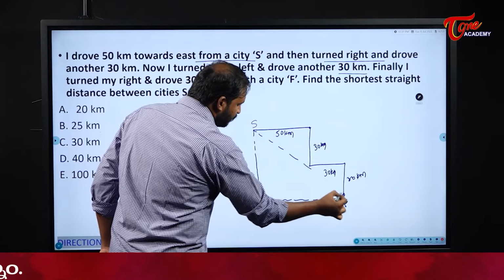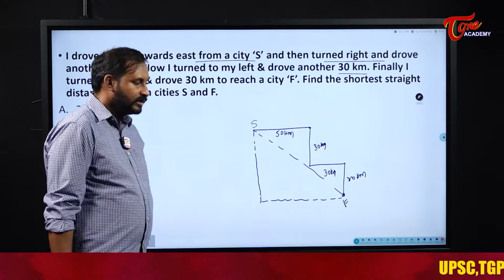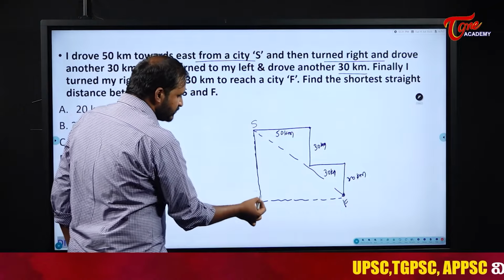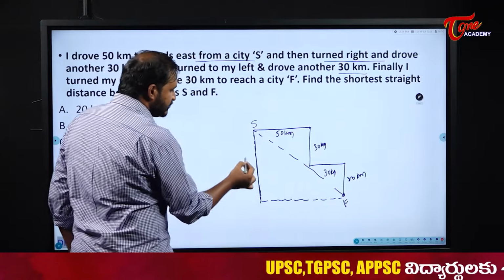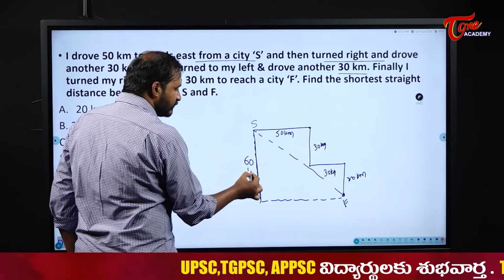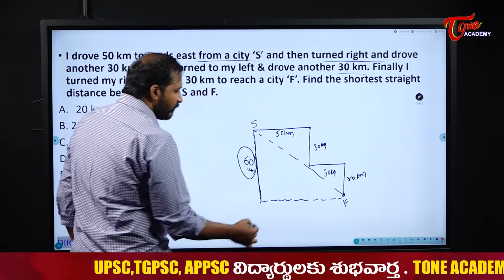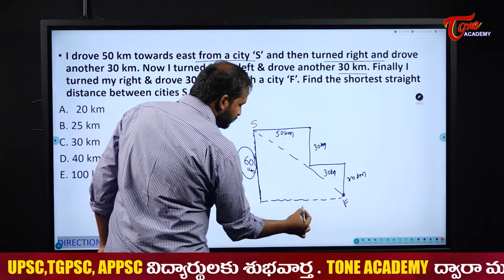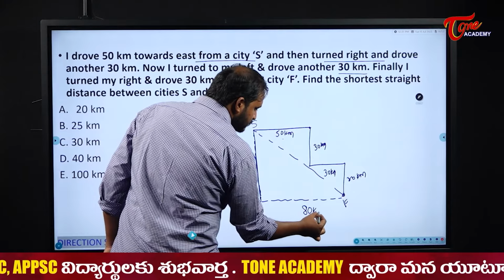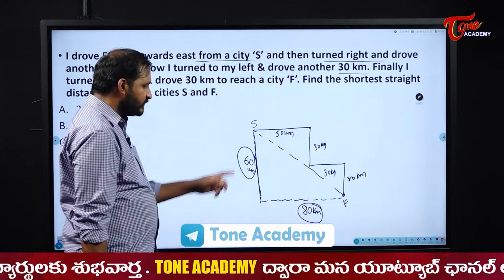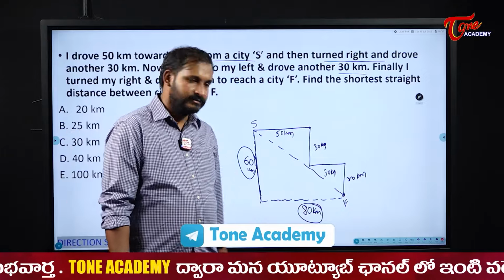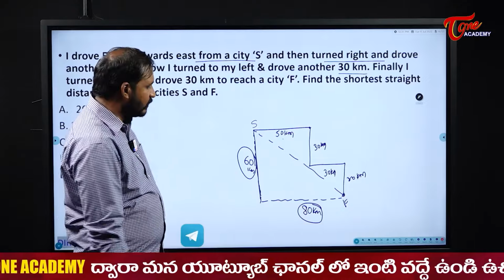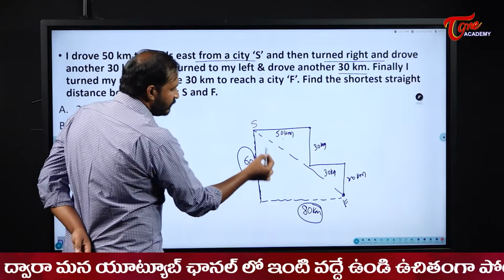If I were able to find this distance, that is enough for me. So first of all, what will be this distance? 30 plus 30, right? This distance will become 60 kilometers. Okay, this distance is C. What about this distance? 50 plus 30, this will become 80 kilometers. Am I correct or not? This becomes 60, this becomes 80, right? So now I will need to find this one.